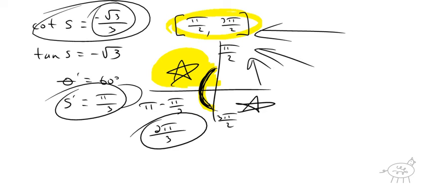Let's try another one here. I don't have any more in my notes, but I'm just going to make one up because I think it's important you see that. So let's do another one. We have tangent of S is equal to negative 1, and it's between pi and 2 pi. This one's easy. Tangent of negative 1 is really easy.